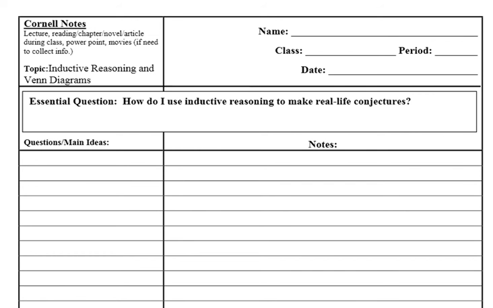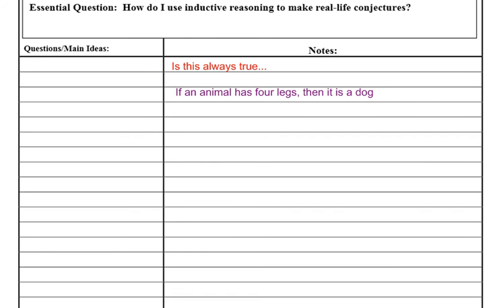Okay, so after you've answered what your conjecture is, I ran out of paper, so I'm on my new page. Each page should start off with your essential question, your name, class, date, and period. And I would like to present you with this question: is this always true? If an animal has 4 legs, then it is a dog. Well, what do you think? Is that always true? And the answer is no.